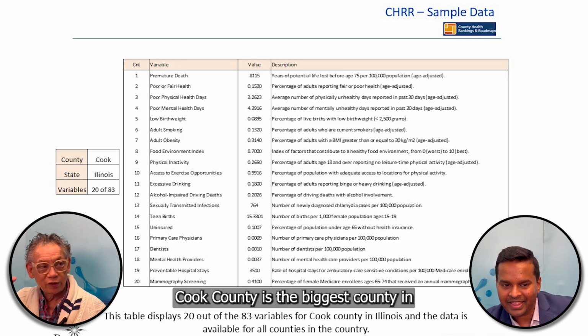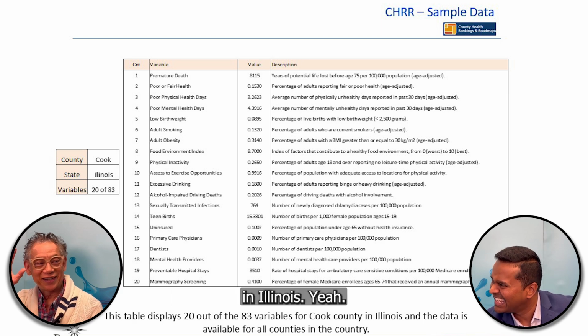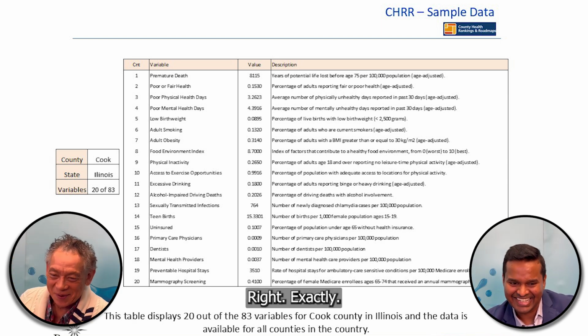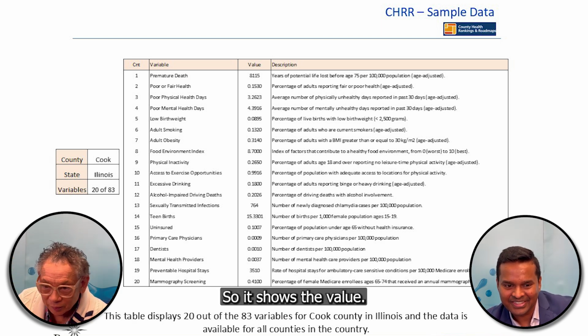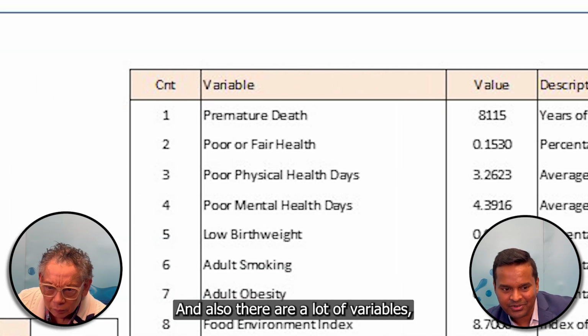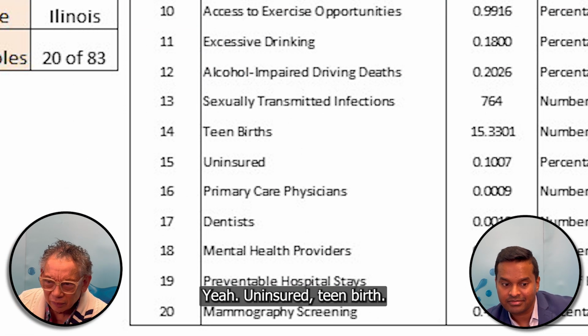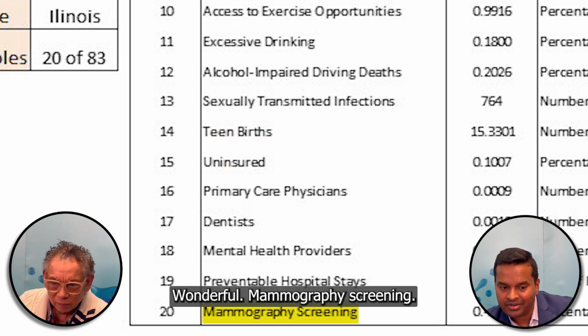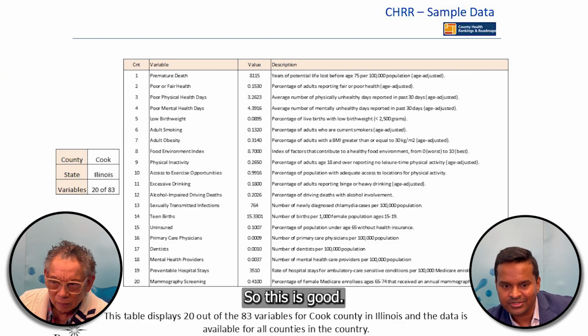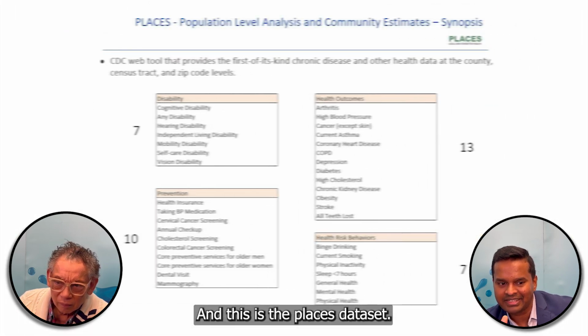And Cook County is the biggest county in Illinois. So it shows the value and also a lot of variables: premature death, adult smoking, obesity. Very detailed, right? Uninsured, teen birth, mammography screening. So this is good. And this is the PLACES data set.